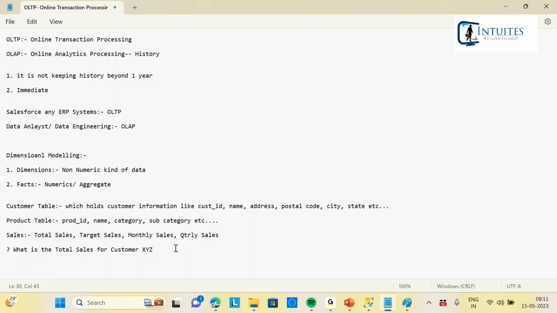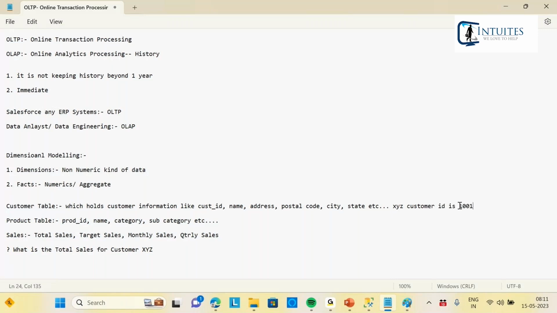If I ask you this question, can somebody answer it? You can just see the total sales from the sales table. But where will XYZ be? Because I want to search for the customer XYZ. Where will this information be available? In the customer table, correct. The customer table has a name, XYZ, and there will be a customer ID as well, right? Suppose XYZ's customer ID is 1001.